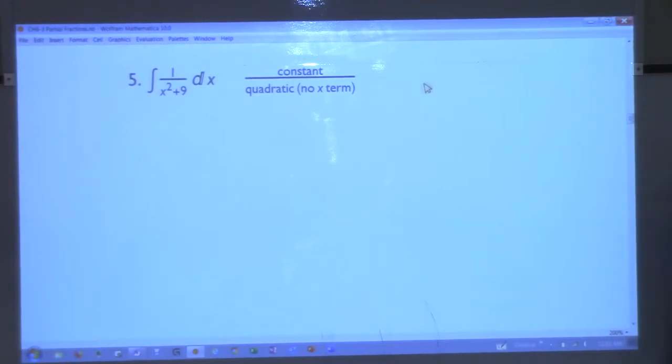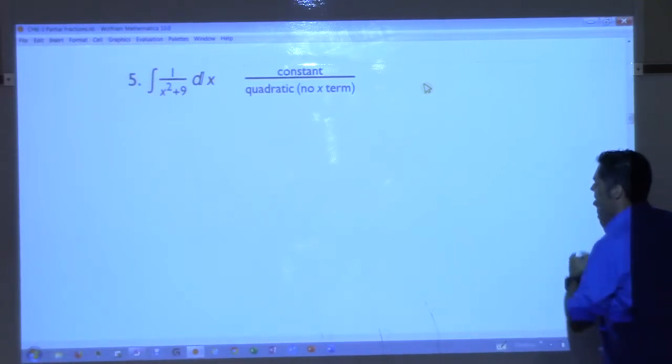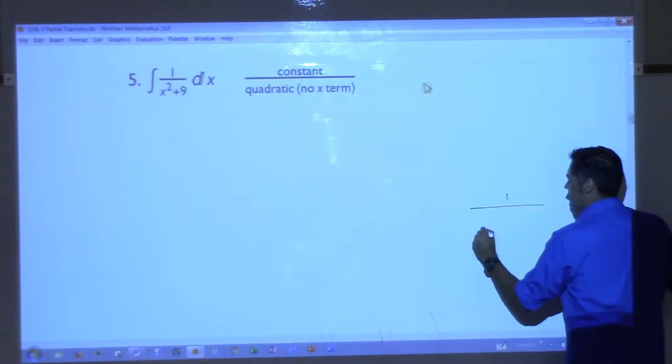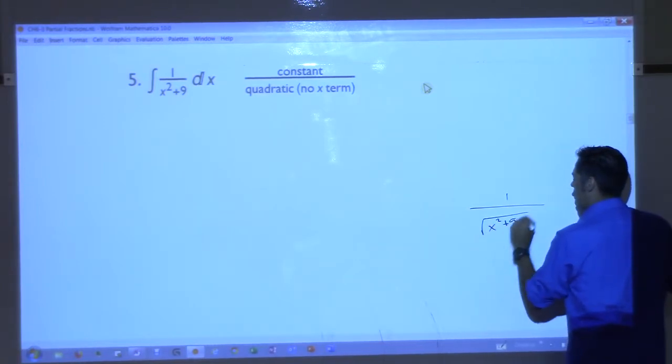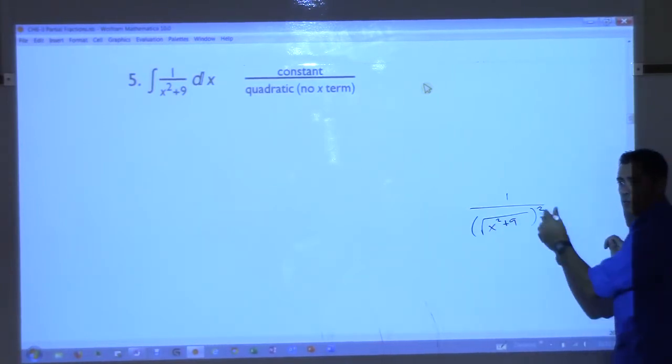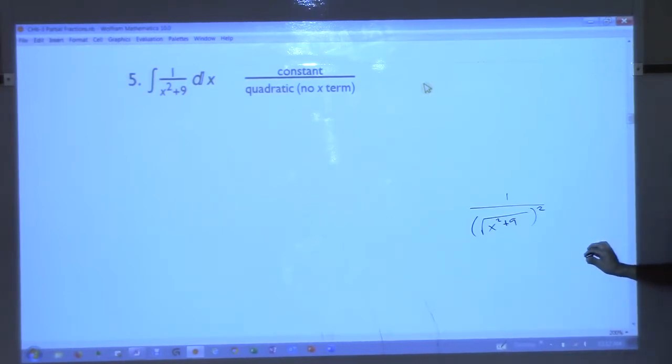I mean, you can use the trig sub that we did. You could use trig sub on that. That's tangent. But there's no square root over it, right? No, but you could write it as square root squared. So we could rewrite that as 1 over the square root of x squared plus 9, squared. We could do that, and then we could use trig sub. But you would be wasting time on a test.